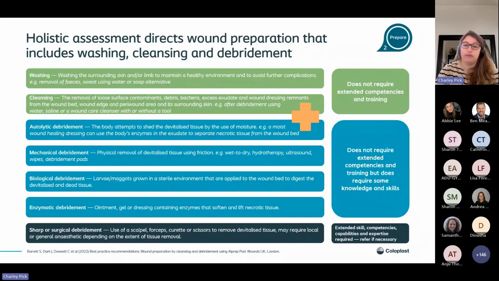So this is when a healthcare professional that has extended skill and competency will use a scalpel, forceps, curette or scissors to remove devitalized tissue. Now, please, I cannot stress this enough. You can only use conservative sharp debridement, sharp or surgical debridement if you have been trained to do so. And there are training courses that you go on to learn how to do this. So please don't all start wielding a knife. Stick to your mechanical debridement pads unless you have had this extended skill and competency.